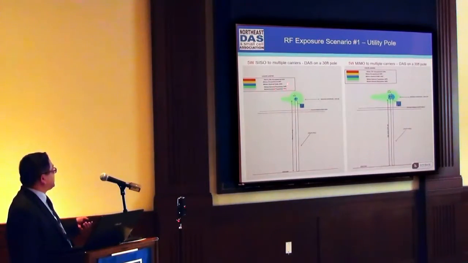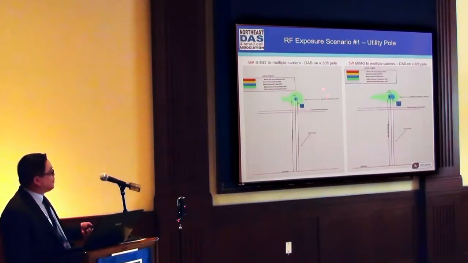All right. This is an example of a 5-watt SISO with multiple carriers. So if you look at the compliance prediction, it's very small, right? And in reality, you only need a warning sign. And again, you don't even need one below. You just need it close to the antenna for people that are actually climbing the tower to understand that, yep, there's an RF signal over here that needs to be considered when you're working close to the antennas.